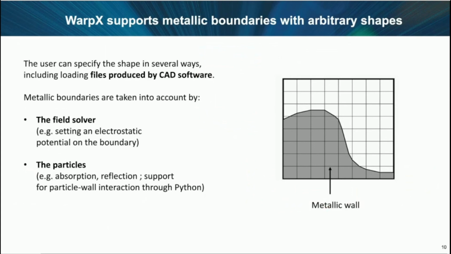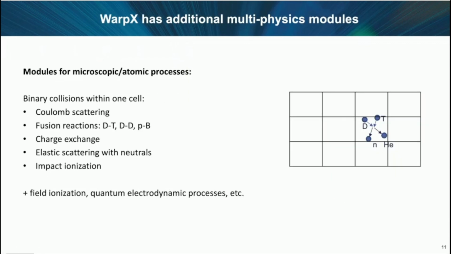We also support metallic boundaries with arbitrary shapes, and that's important for various fusion devices that have potential interaction between the plasma and the walls. So the metallic boundaries are taken into account by both the field solver, for instance, by setting an electrostatic potential on the boundary, and the particles, because particles are absorbed or reflected at the boundary. We also have several multi-physics modules, including Coulomb scattering, fusion reactions, charge exchange, impact ionization, elastic scattering, etc.